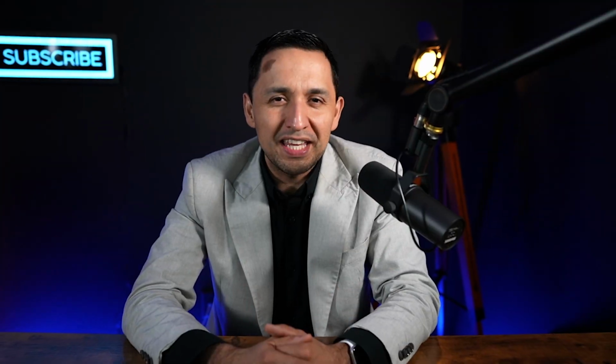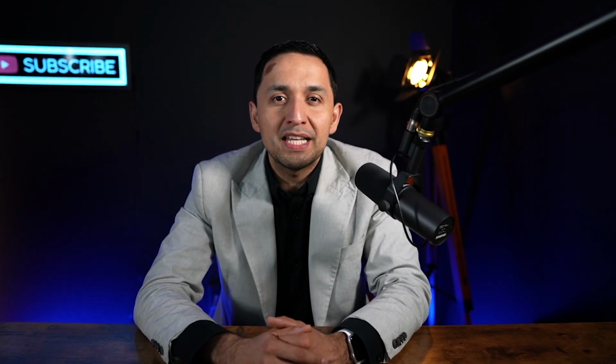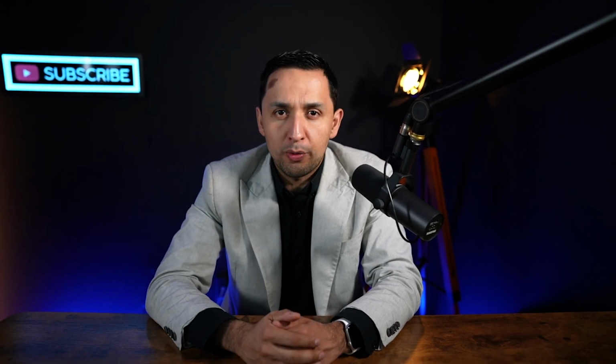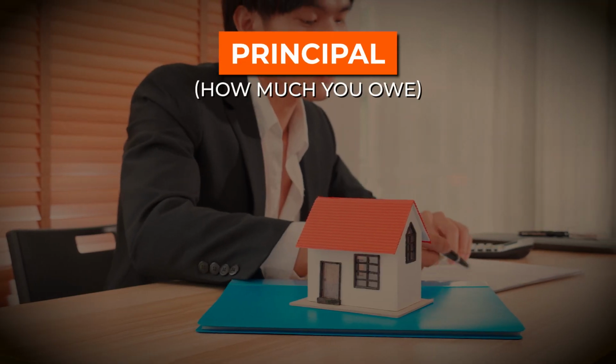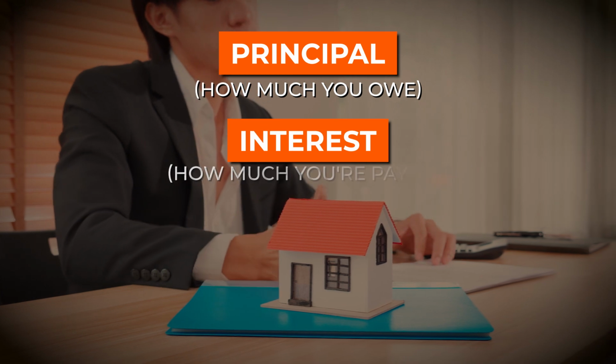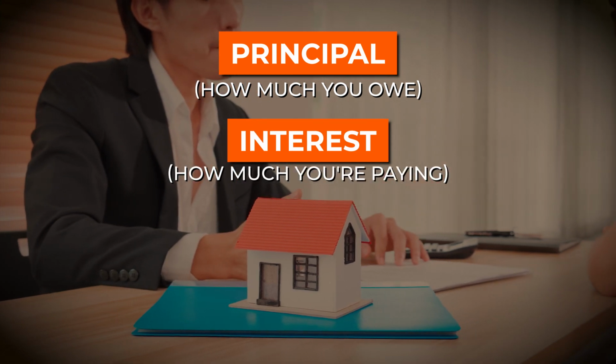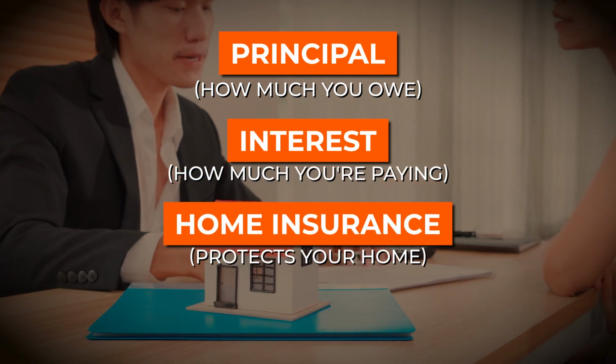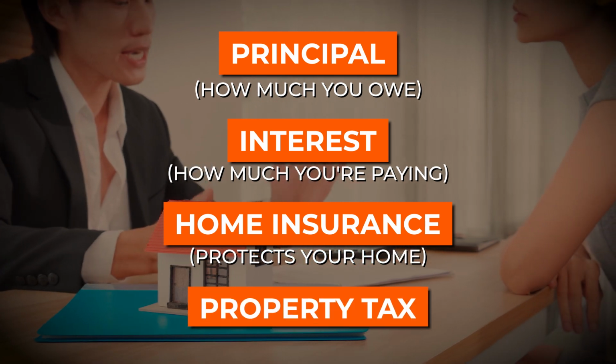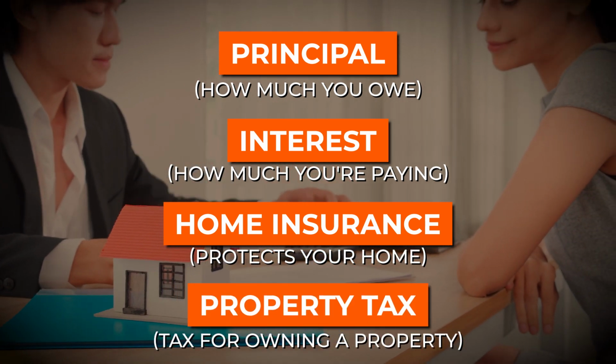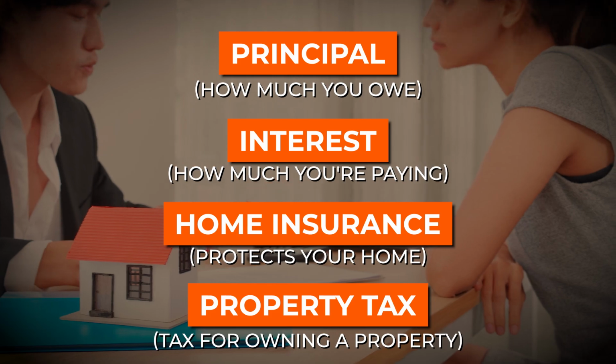All right, so let's dig in. Every single mortgage payment is comprised of 4 different components. You have the principal, which means how much you owe. You have the interest, which means how much you're paying on that loan. You have the home insurance, which protects your home against catastrophe. And you have property taxes, which is what you pay every single year in taxes for owning a property.